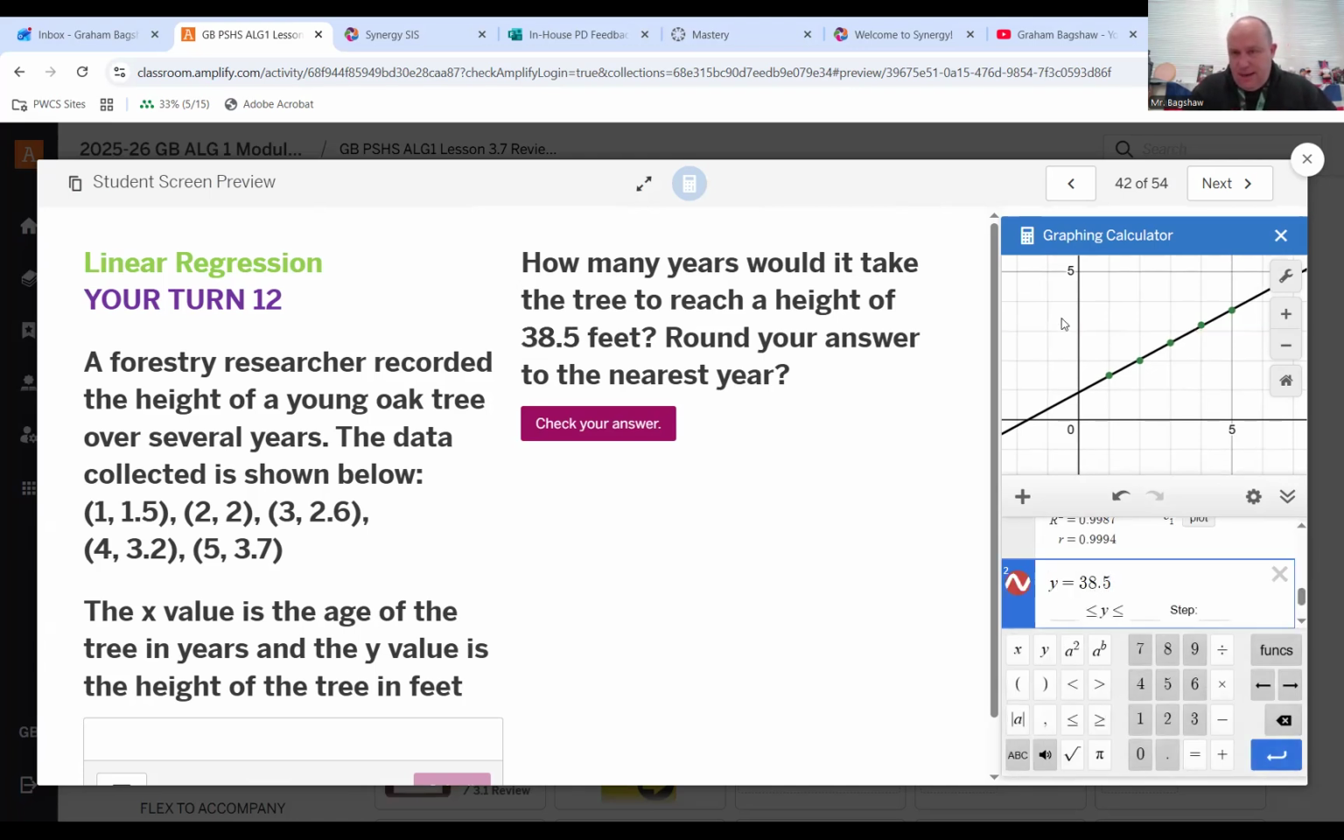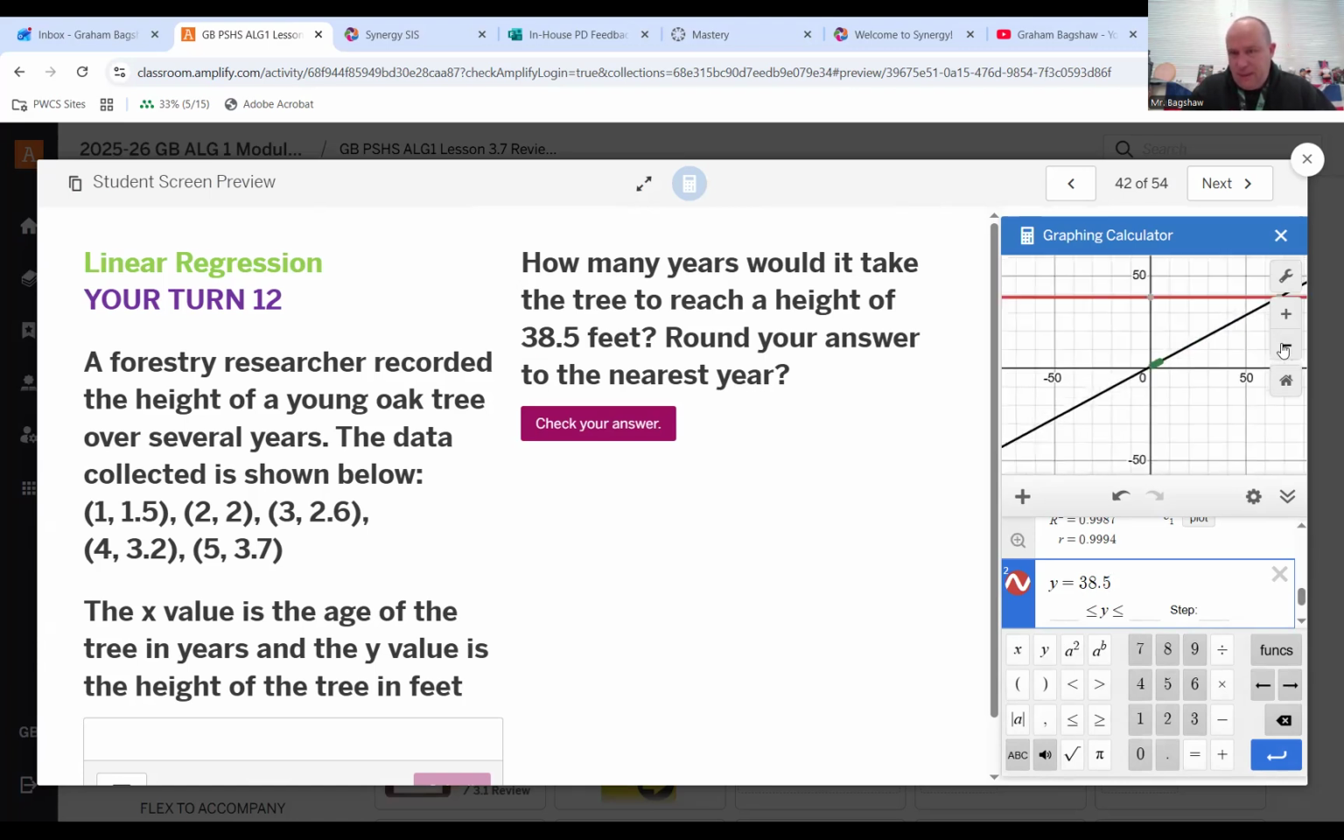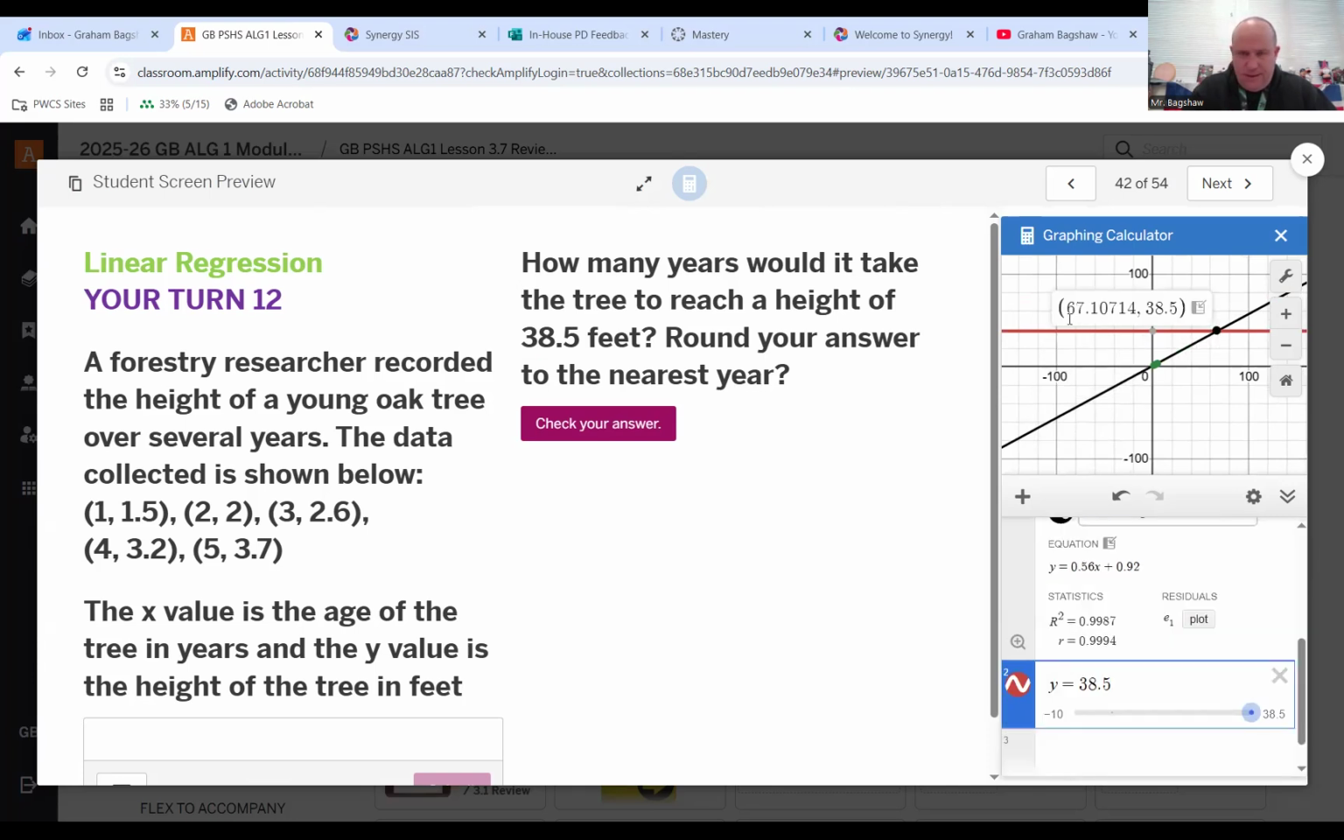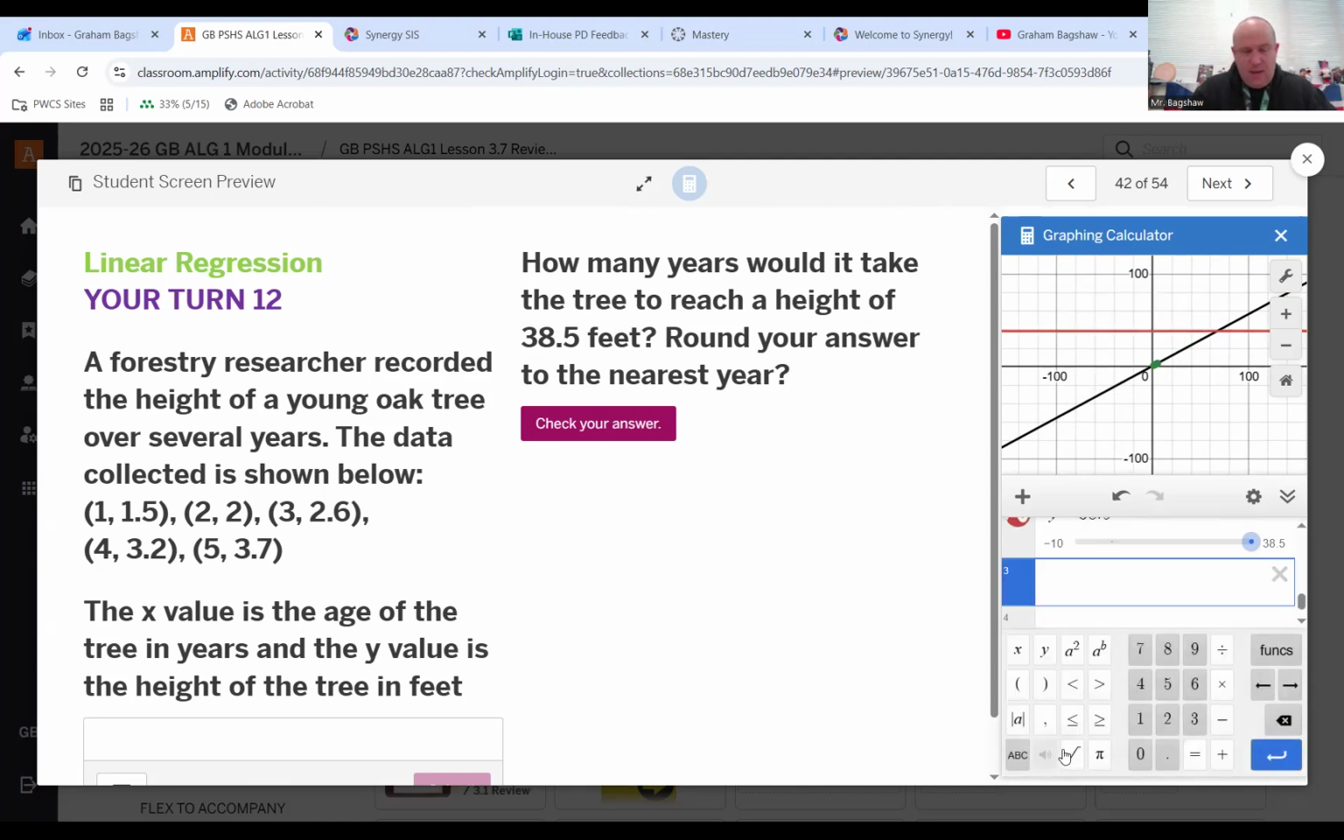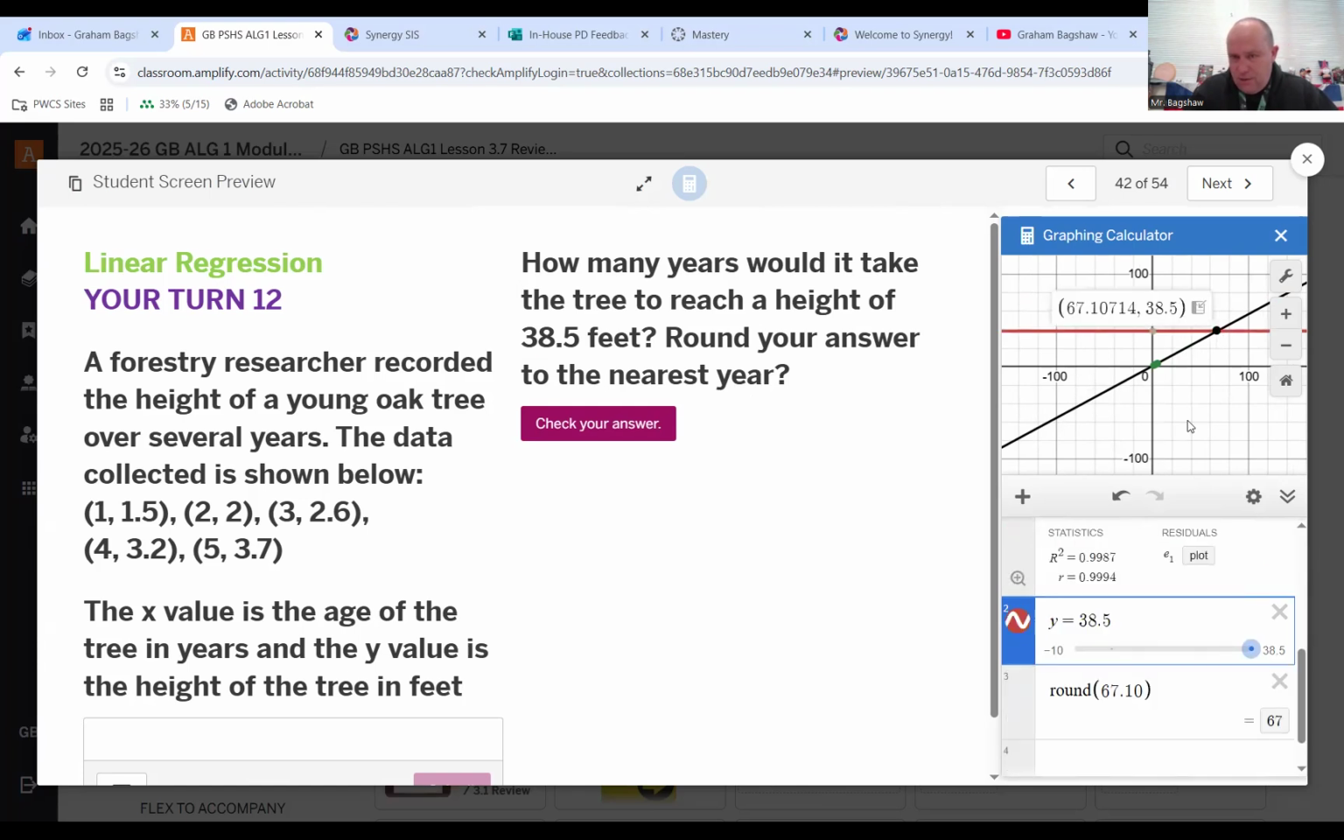38.5. Now, once again, I don't see it right now because it only goes up to 5. So let me zoom out. There we go. And look where it crosses. And I got an answer of 67.10. Now, it does say on here, round your answer to the nearest feet. And remember, if you're not too good with rounding or you forget the rules, you can actually just type round in. Let me just make sure I get a few more numbers in here.